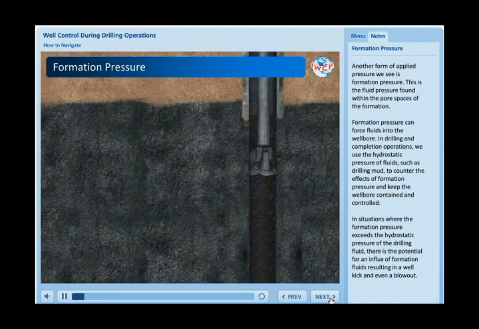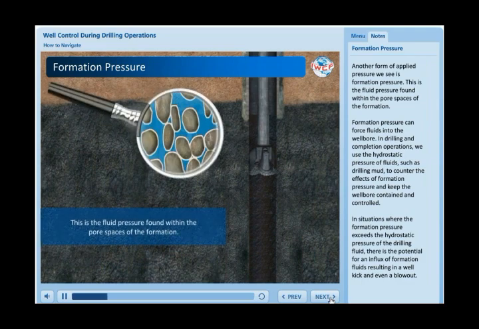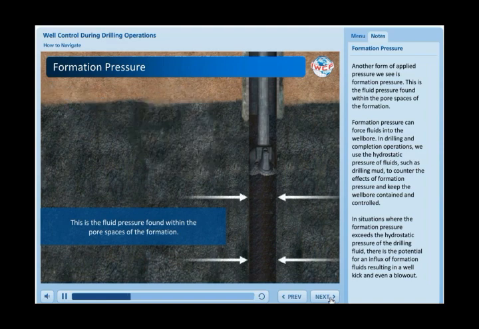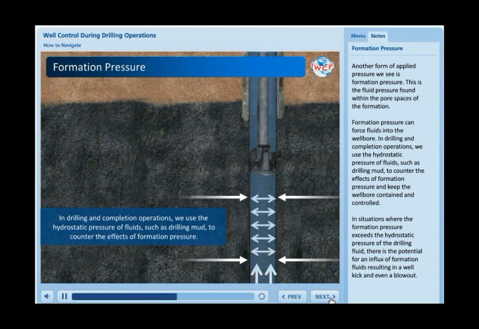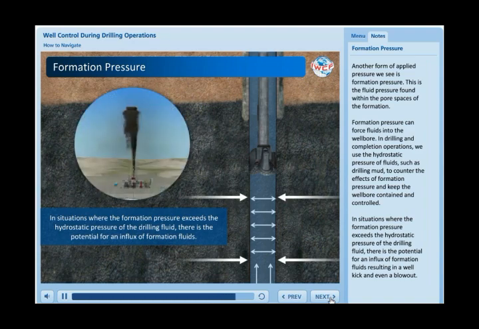Another form of applied pressure we see is formation pressure. This is the fluid pressure found within the pore spaces of the formation. Formation pressure can force fluids into the wellbore. In drilling and completion operations, we use the hydrostatic pressure of fluids, such as drilling mud, to counter the effects of formation pressure and keep the wellbore contained and controlled. In situations where the formation pressure exceeds the hydrostatic pressure of the drilling fluid, there is the potential for an influx of formation fluids, resulting in a well kick and even a blowout.